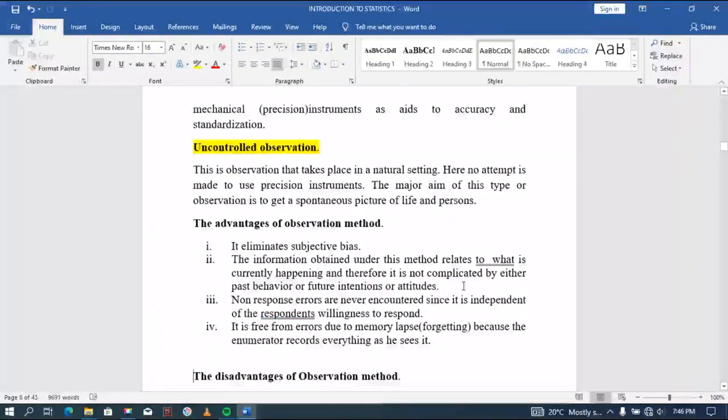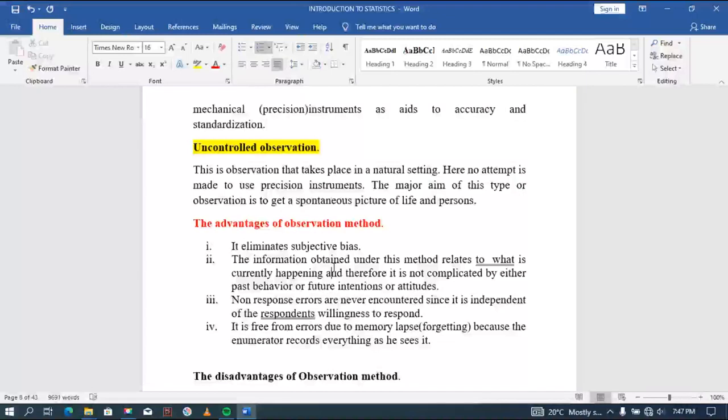Advantages of the observation method. We can look at a few advantages of this method, and the others you will read about. One, it eliminates subjective bias. For example, if you carry out an observation in a group that is not aware of your interests or your activities, then of course things will flow and characteristics will be portrayed as usual. So you'll be able to observe whatever you're interested in observing. So the level of bias is eliminated.